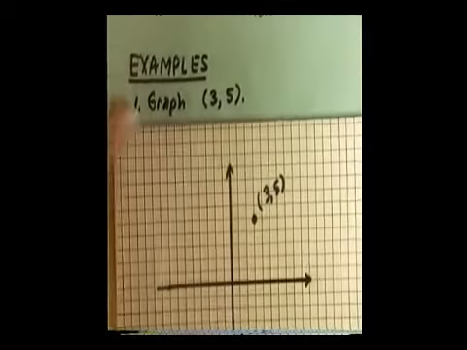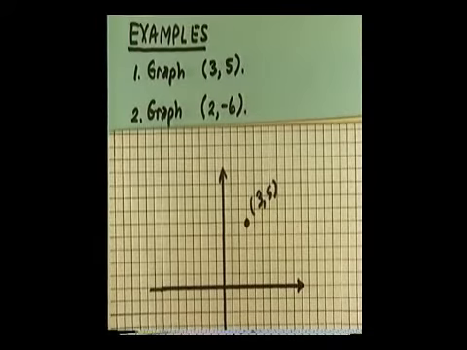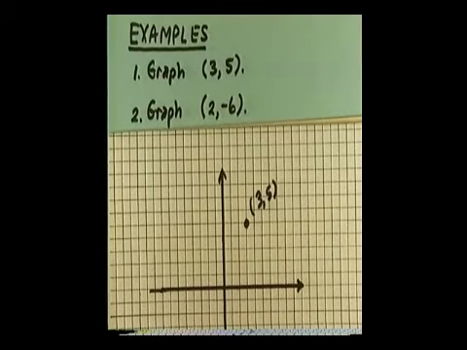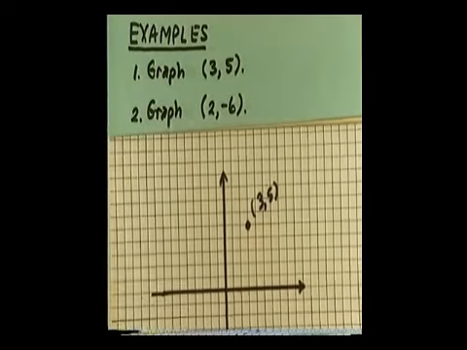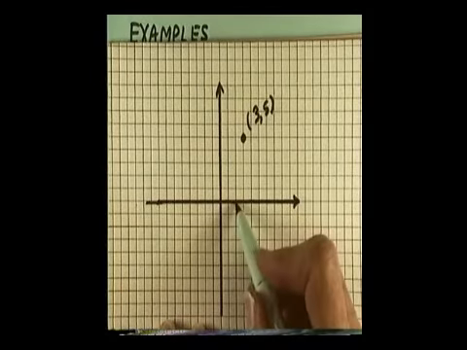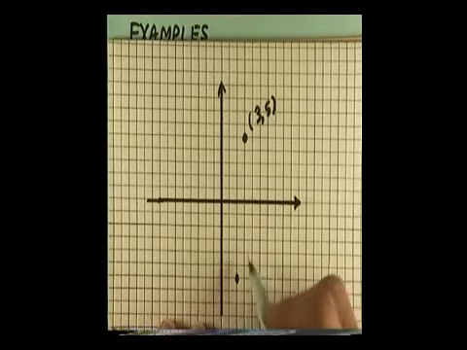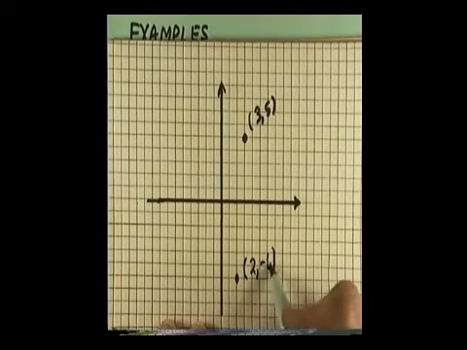Our next ordered pair is 2, negative 6. For 2, negative 6, starting at the origin, we'll count 2 to the right and 6 down. I'll have to move my page so you can see that one. 1, 2, 3, 4, 5, 6. 2 to the right and 6 down. That gives us 2, negative 6.